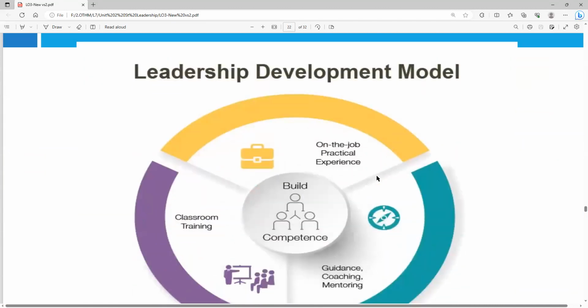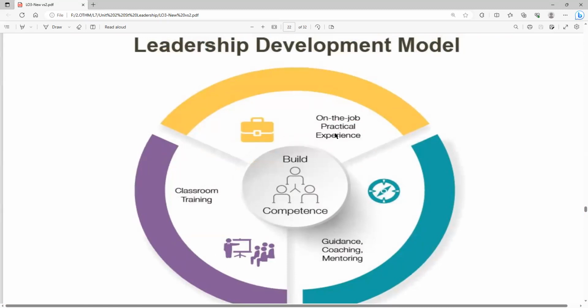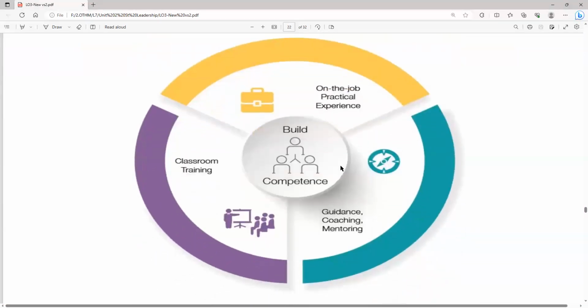Okay, and it looks at the long-term aims and goals of the organization. You can look at the leadership development model in terms of on the job or off the job. For example, on the job can be practical experience, and off the job can be classroom training, or through guidance, through coaching, through mentoring, and it is about developing competencies.